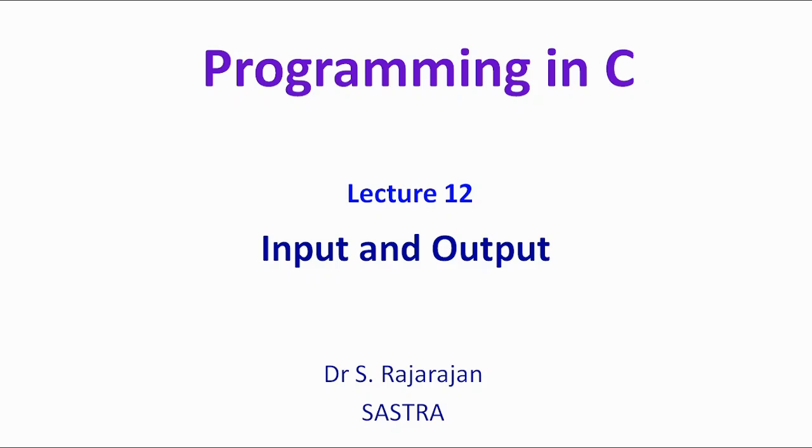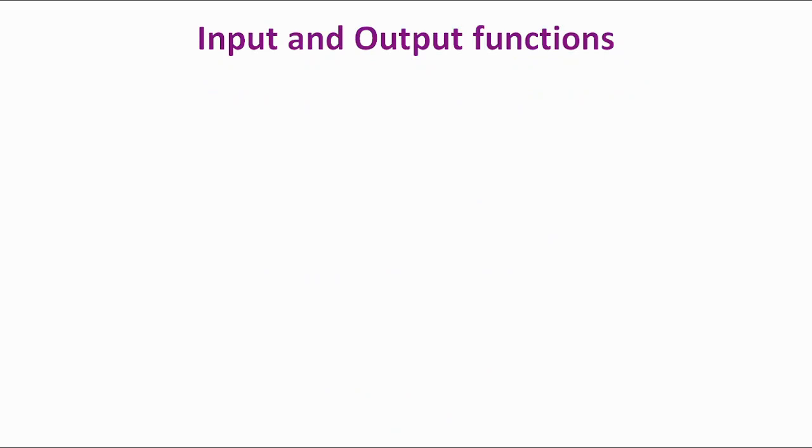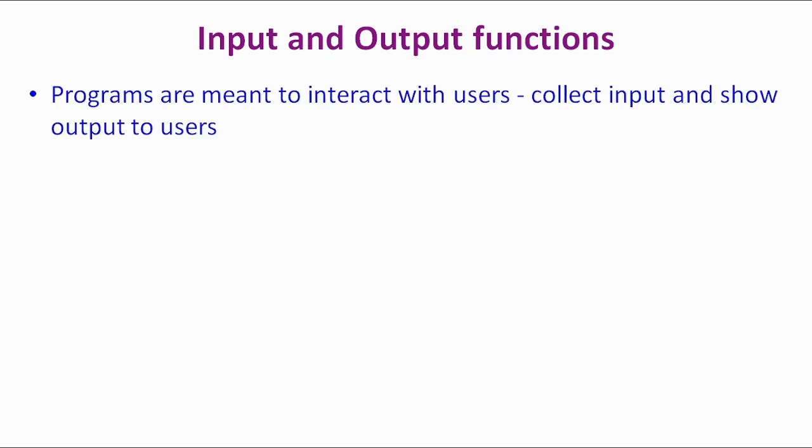Welcome to the video lecture on programming in C. We are going to discuss the input and output functions of C. Input and output are essential aspects of programs. Generally, the programs that we write require some input from users and show some output to the users. So basically, programs are meant to interact with the users.